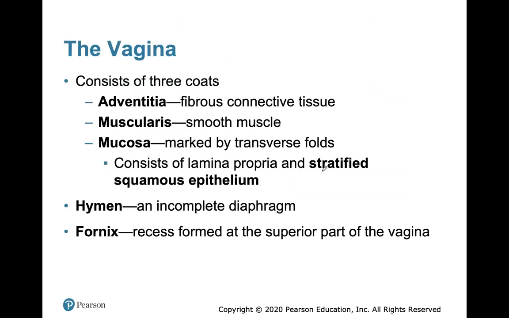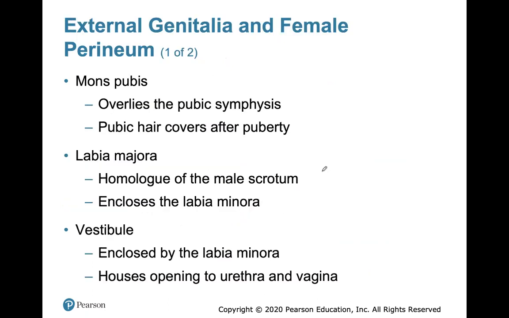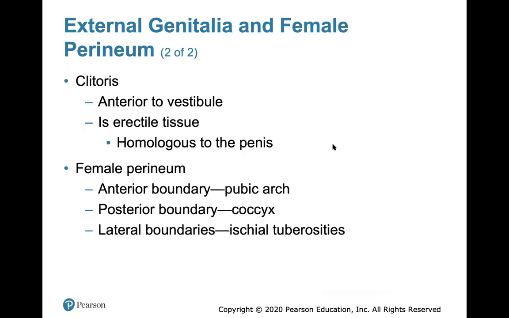The vagina consists of 3 coats as well. Here's the external genitalia and female perineum. I'll let you guys read through this. I won't ask you guys too many questions about the external genitalia and perineum of the female, and you can read through those on your own.